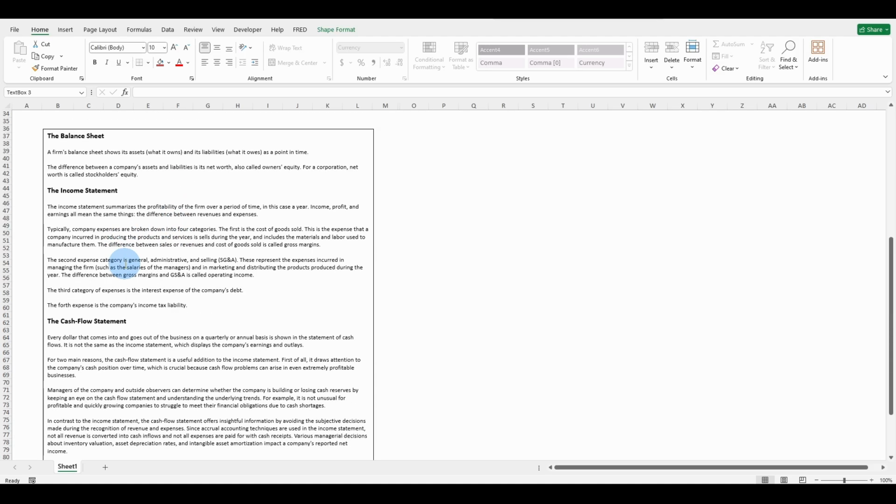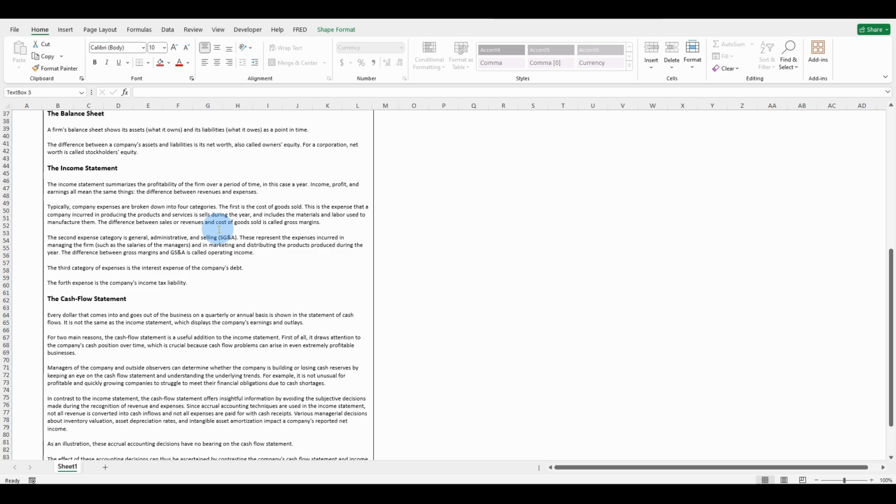The income statement. The income statement summarizes the profitability of the firm over a period of time, in this case, a year. Income, profit, and earnings all mean the same thing: the difference between revenues and expenses. Typically, company expenses are broken down into 4 categories. The first is the cost of goods sold. This is the expense that a company incurred in producing the products and services it's selling during the year, and includes the materials and labor used to manufacture them. The difference between sales or revenues and cost of goods sold is called gross margin.